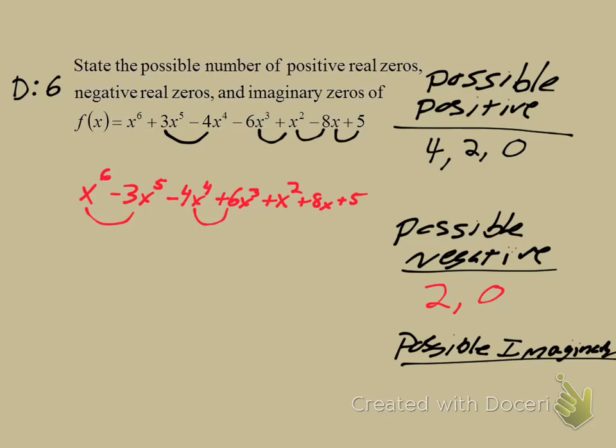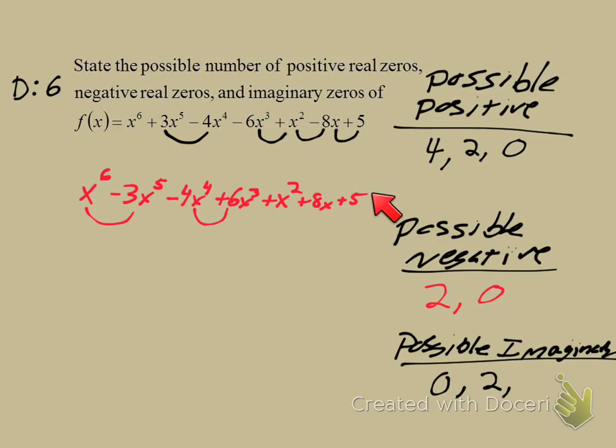Because you want to make your total be what? 6. So I'll ask you again. If it has 4 and 2, how many imaginaries does it have? 0. Because 4 plus 2 is 6. Okay? Right. So if it has 4 positives and no negatives, how many imaginaries? 2. Okay? Because 4 plus 0 plus 2 makes 6.